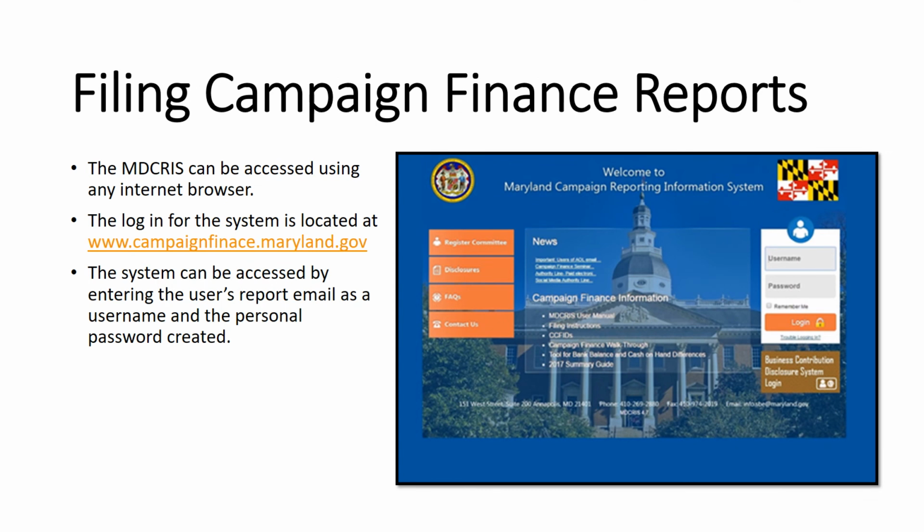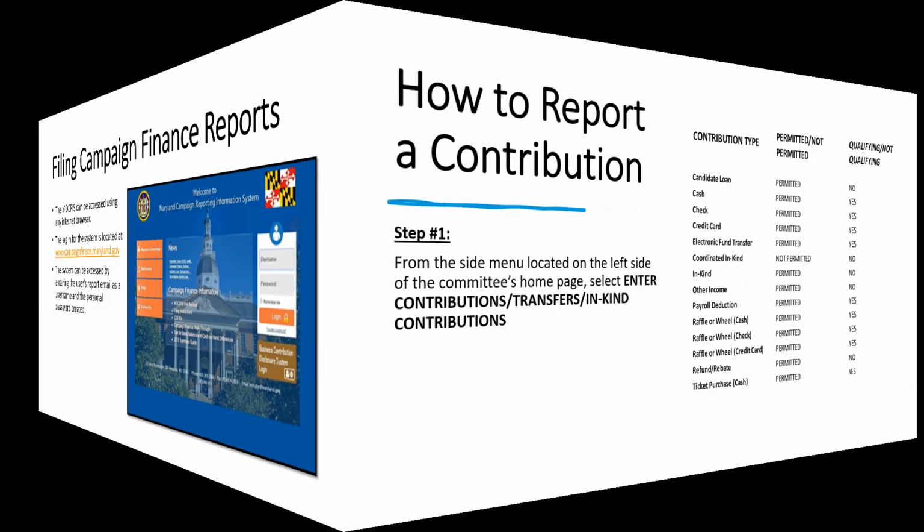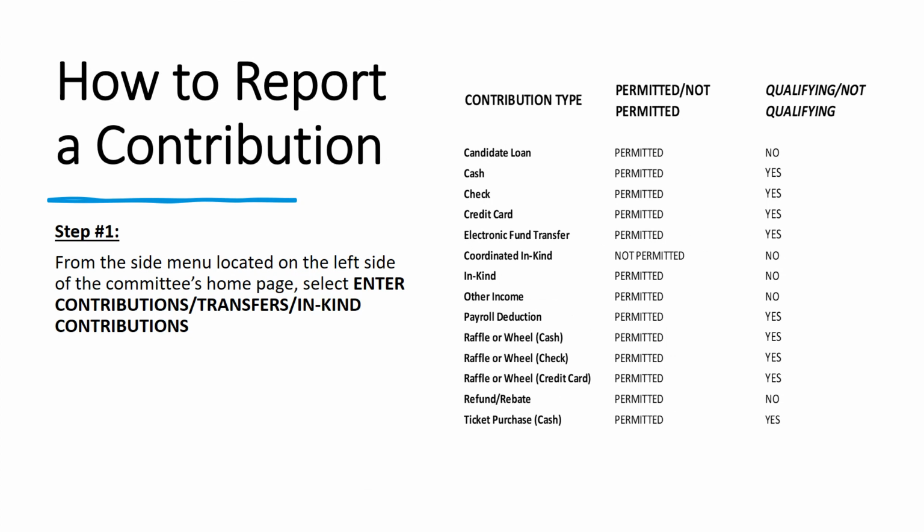As a reminder, MD-CRIS will be used for all campaign-related reporting, including contributions and expenditures. MD-CRIS can be accessed 24 hours a day, 7 days a week, and it can be located at www.campaignfinance.maryland.gov. To launch MD-CRIS, eligible users start by entering their username and password on the right menu. On the left menu, you will find choices for what you need to do. Select Enter Contributions, Transfers/In-Kind Contributions.